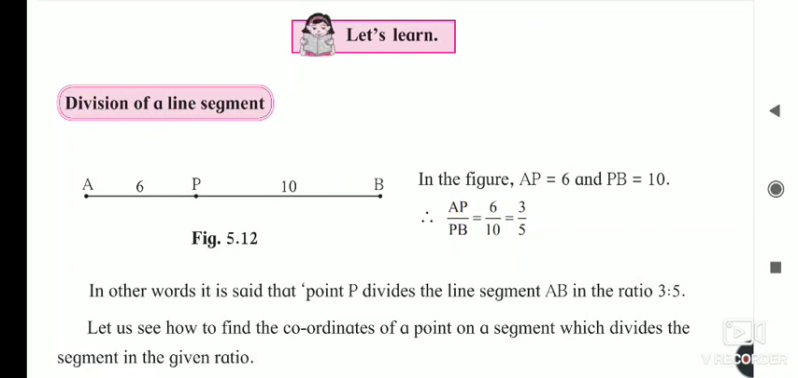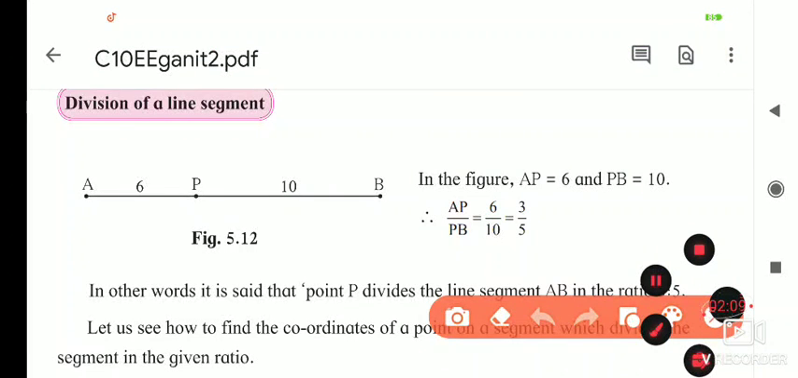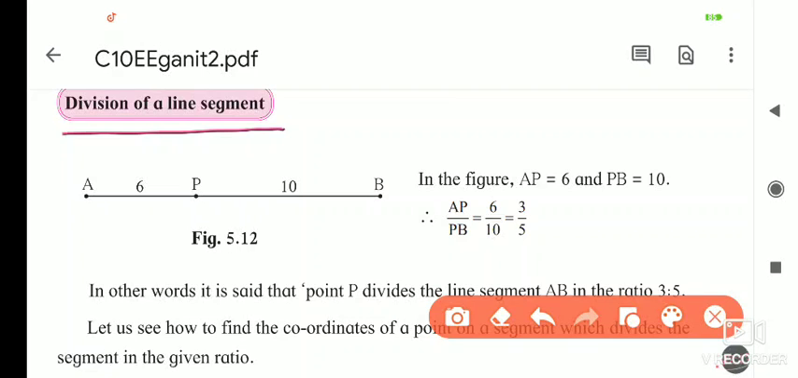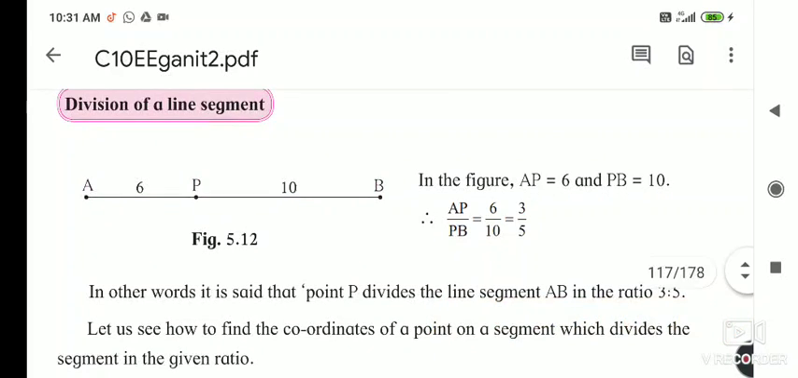The next property is the division of a segment. Inside let's learn, they give the division of a line segment. Here AB is one line segment. The measure of AP is equal to 6, and PB is equal to 10. And here AP upon PB is equal to how much?